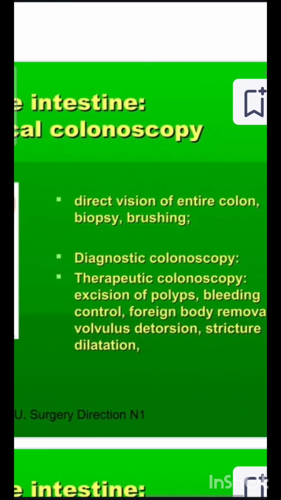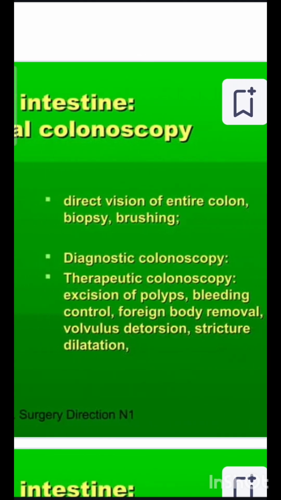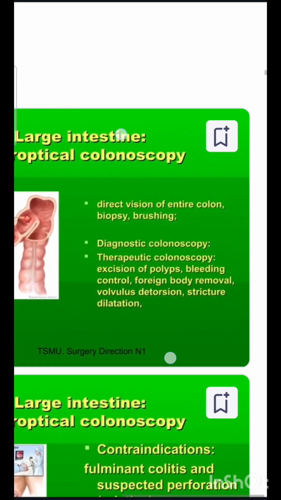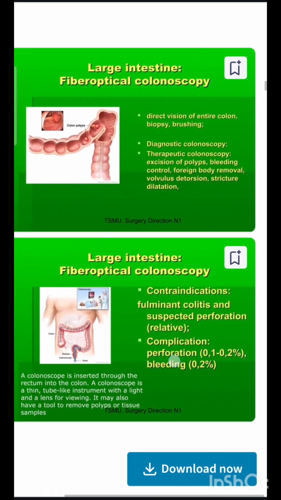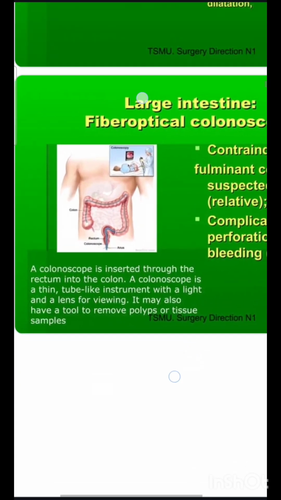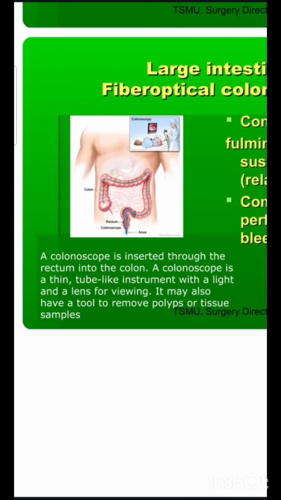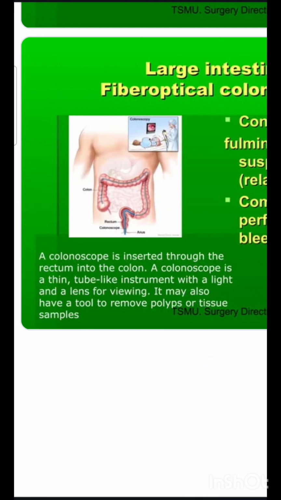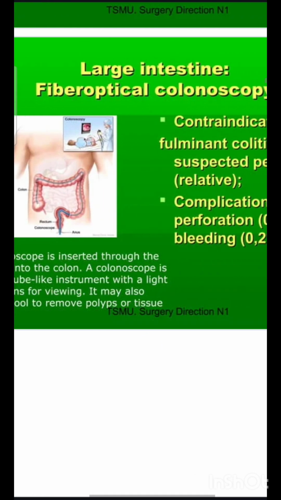So in the large intestine, you have fibro-optical colonoscopy. It gives direct vision of the entire colon, and biopsy and brushing can be done. Diagnostic and therapeutic colonoscopy can be done, including excision of polyps, bleeding control, foreign body removal, volvulus detorsion, and stricture dilatation. The colonoscope is inserted through the rectum into the colon. A colonoscope is a thin tube-like instrument with a light and lens for viewing. It may also have tools to remove polyps or tissue samples.